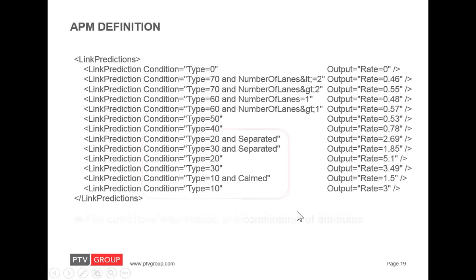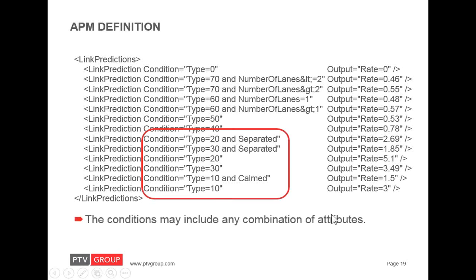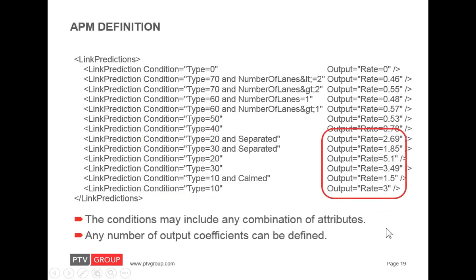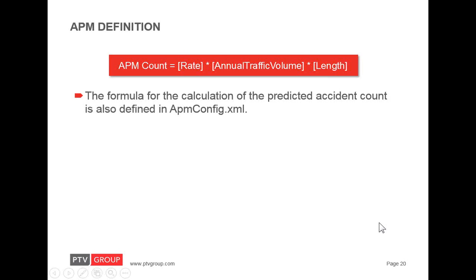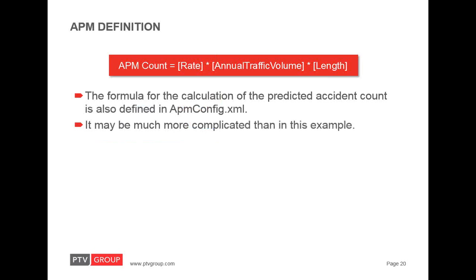If you want to go further, you can also define this formula for the APM accident count. Currently, this is just the predicted accident rate times the traffic volumes times the length of the road segment. But in general, you can have much more complicated examples like exponential formulas used there. These are typically used, for example, in the Highway Safety Manual, which is used in the United States.